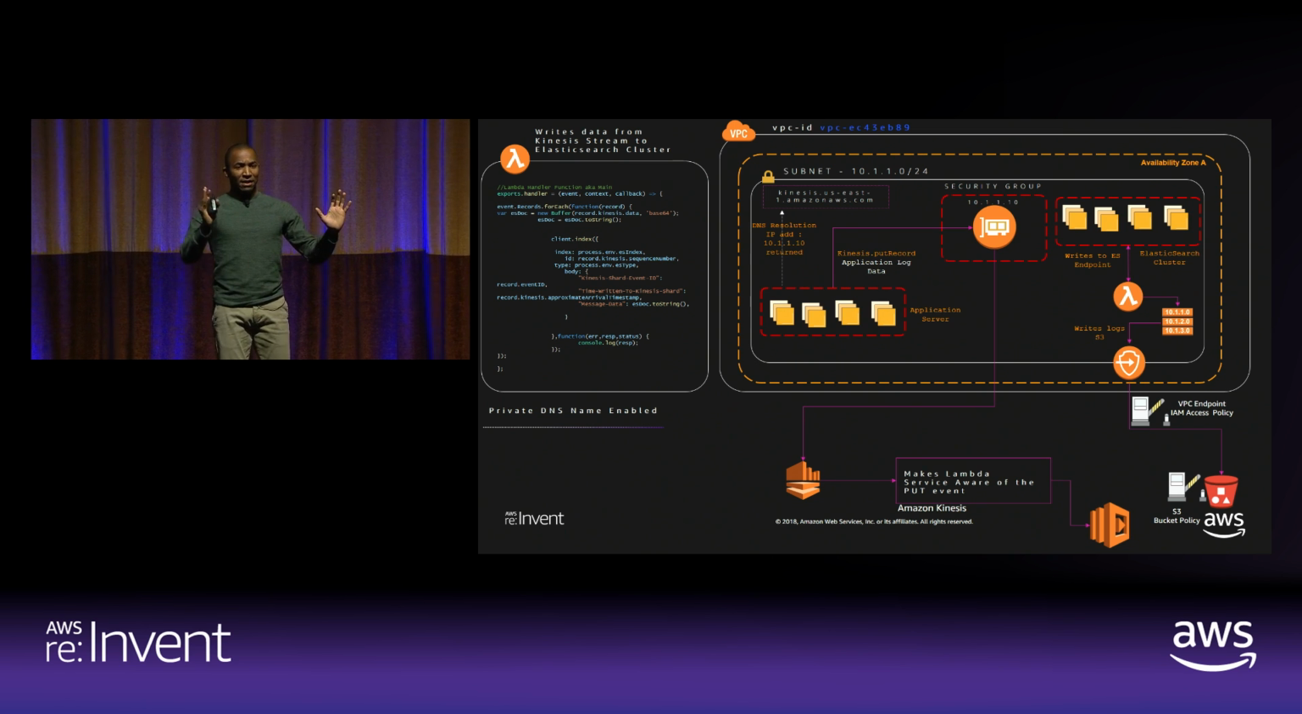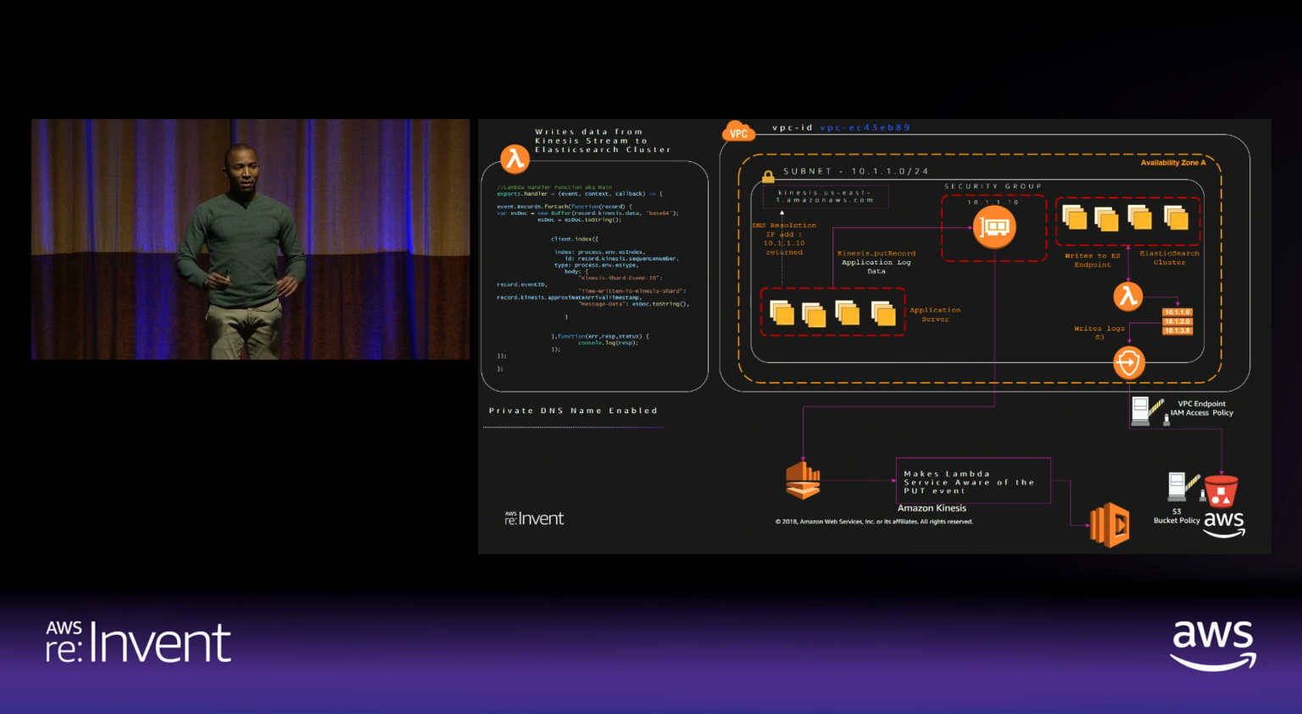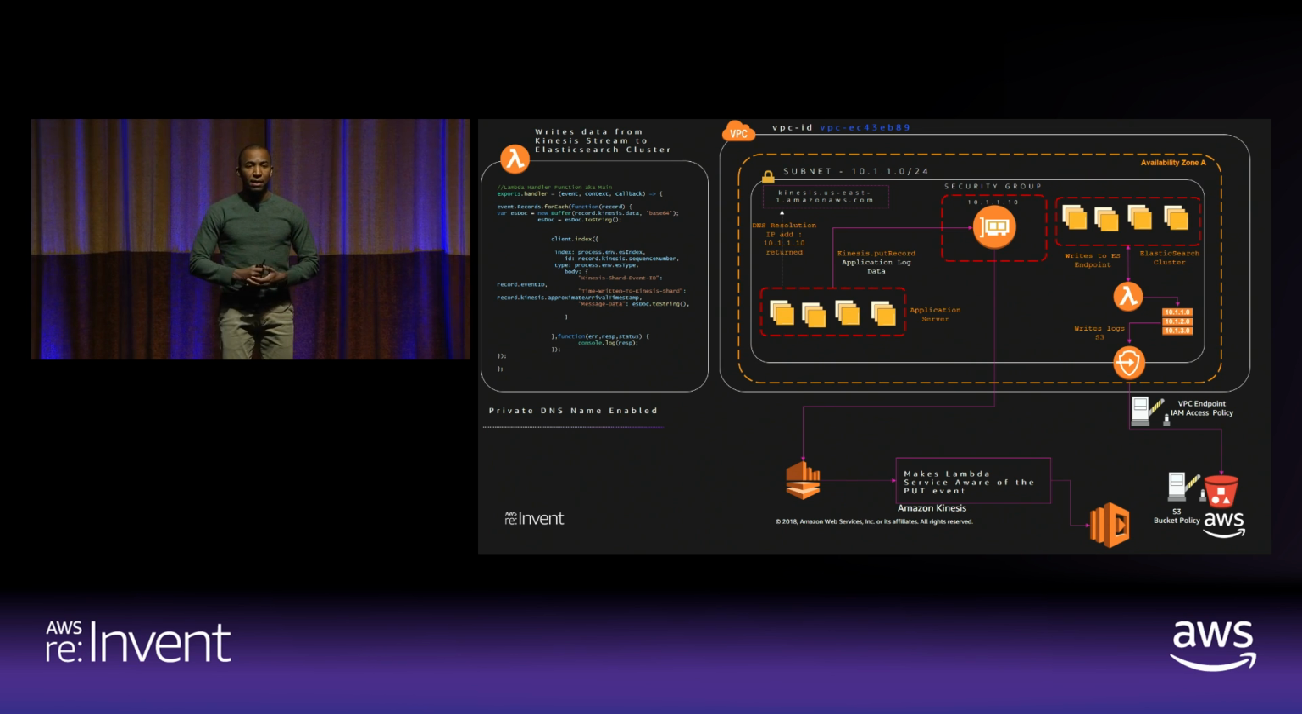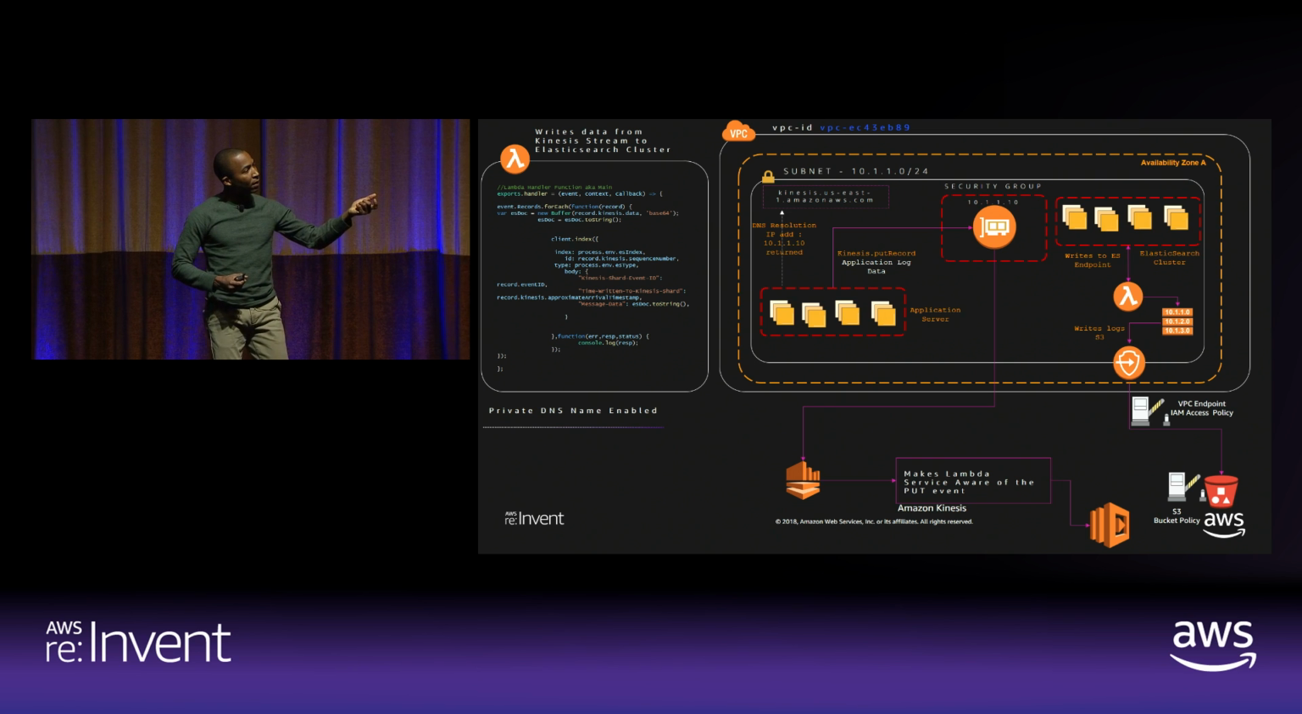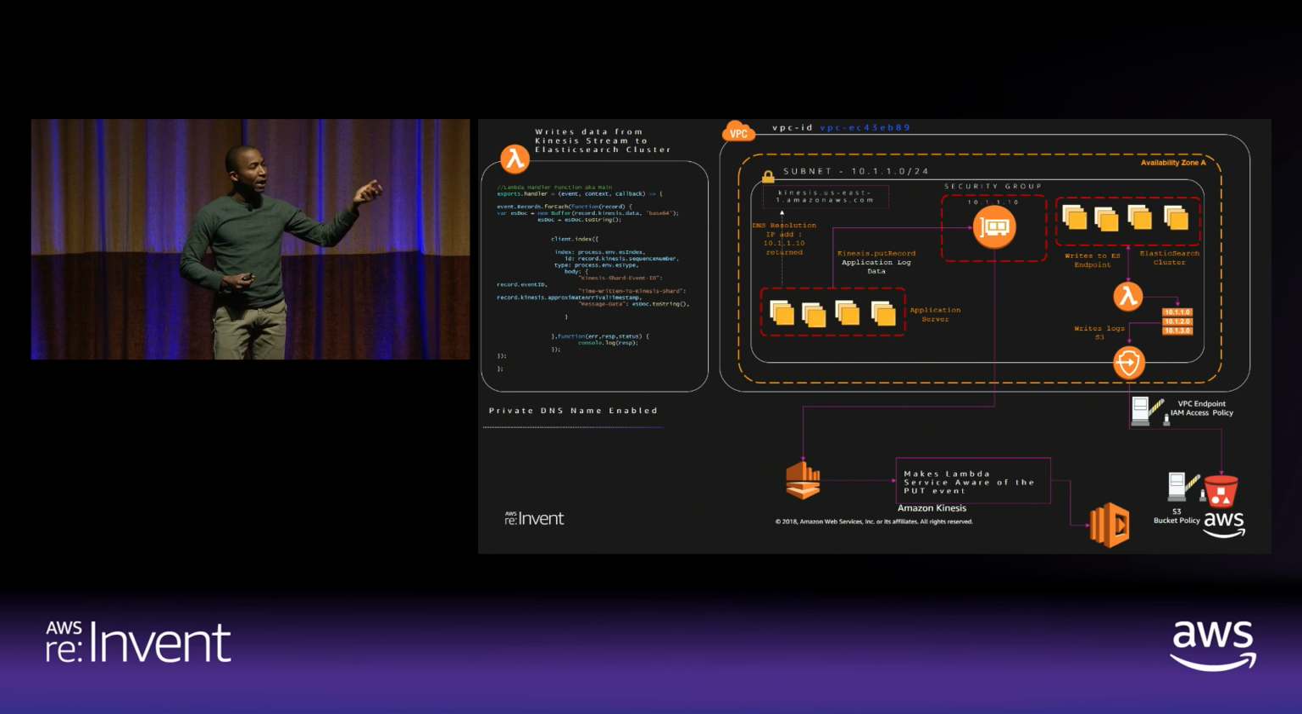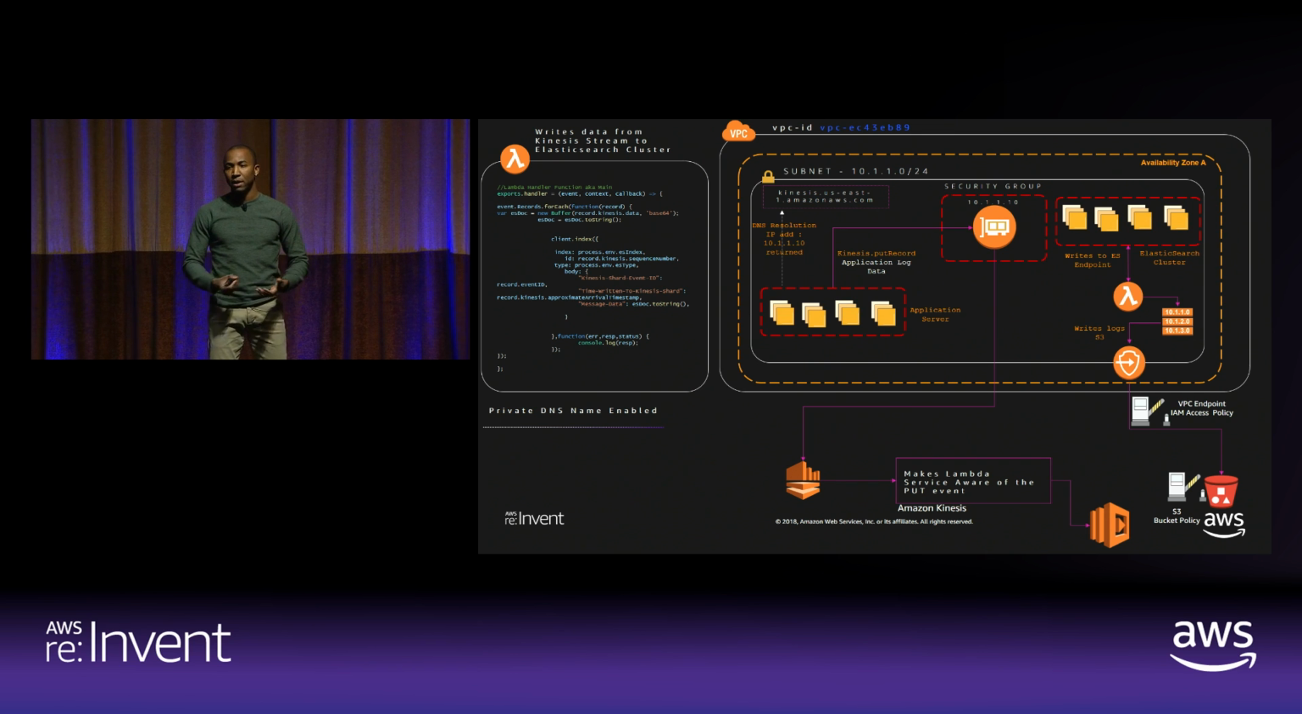Now, great. That's done. But how do I persist this data? The solution for that is having that Lambda function also make a call to S3. And if you look closely here, that is actually happening through a gateway endpoint. So you can have both operating simultaneously within your environment.